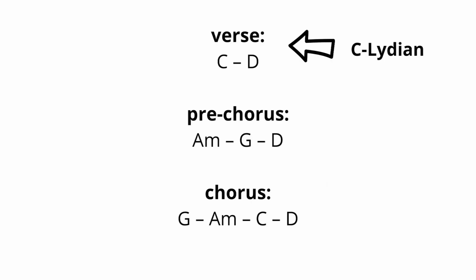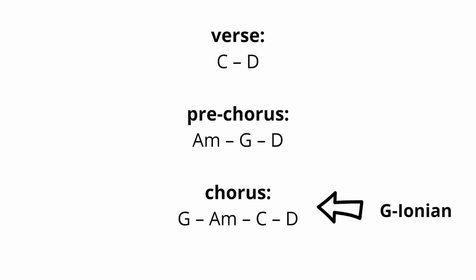Another technique is if one part of the song, for example, the verse, is in C Lydian, but the chorus is in G Ionian. They are practically the same, but in this case, the shape of the melody makes it feel like the verse is in Lydian.